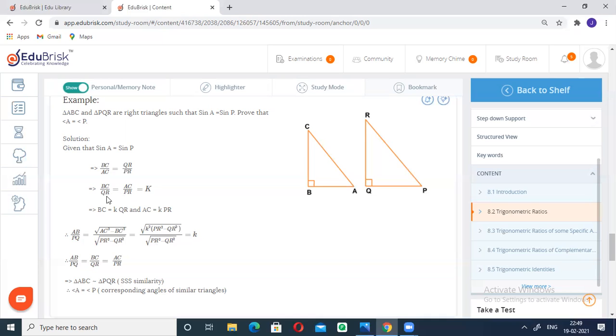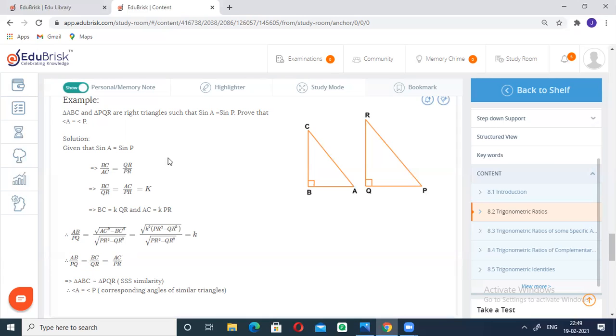Already we have taken BC by QR and AC by PR as K. So all the three are equal. That is AB by PQ equal to BC by QR equal to AC by PR. Which means we can say that the triangles are similar by SSS similarity criterion. So triangle ABC is similar to triangle PQR by SSS similarity criterion. If the triangles are similar, then the corresponding angles will be equal. Corresponding angles of two similar triangles are always equal.